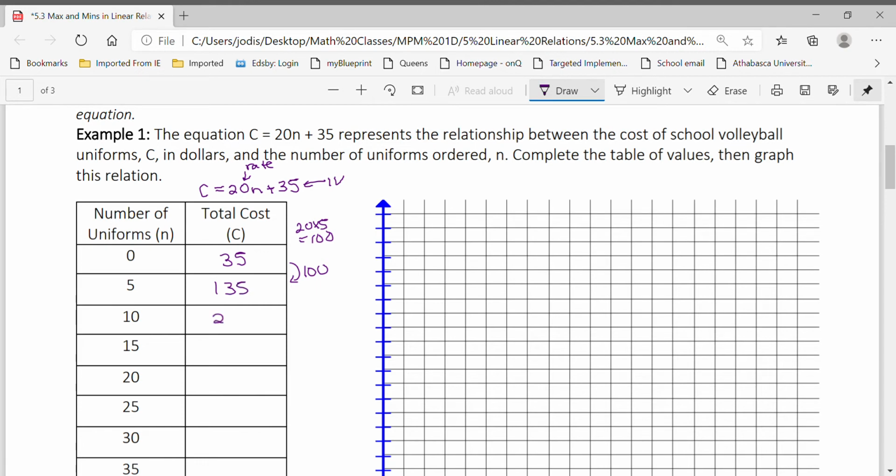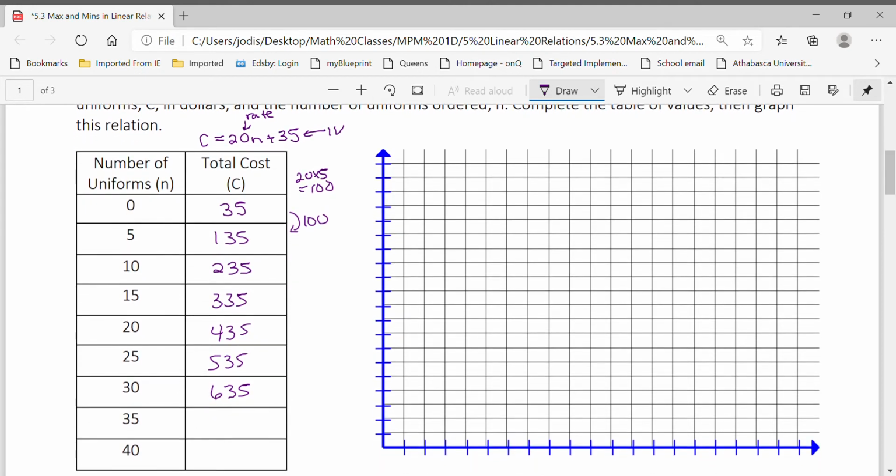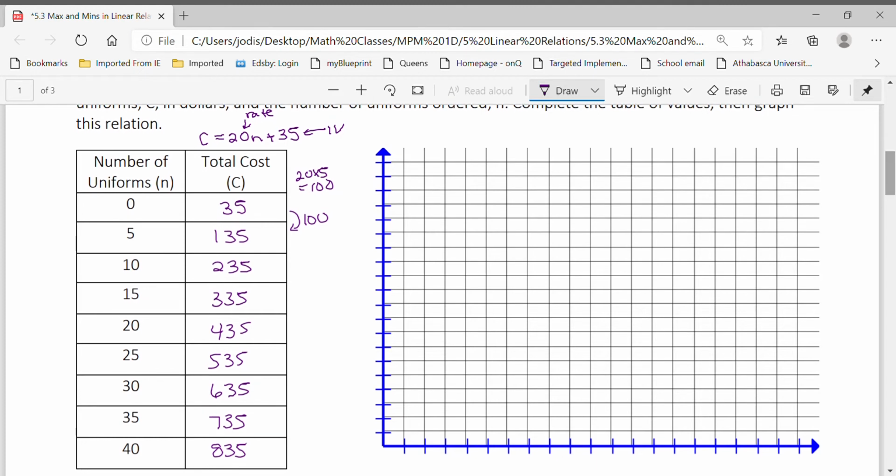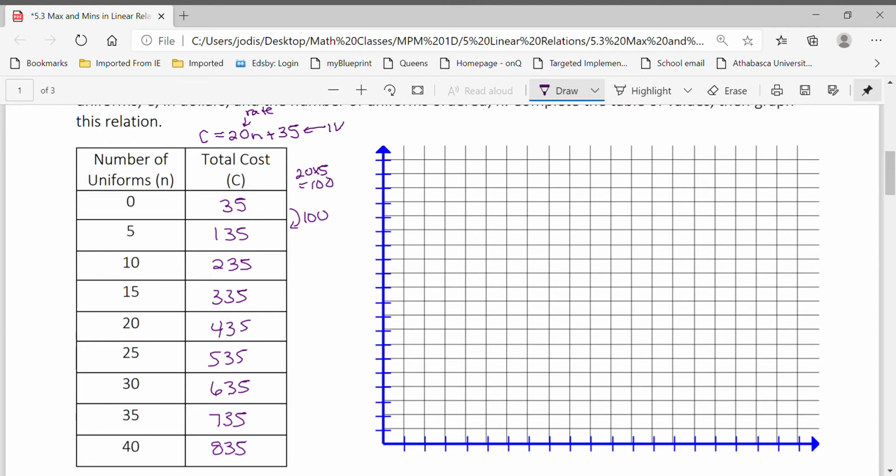So we've got 135, 235, 335, 435, 535, 635, 735, and 835. Okay. So then they want us to graph this as well. Okay, so our independent variable, this would be our number of uniforms.